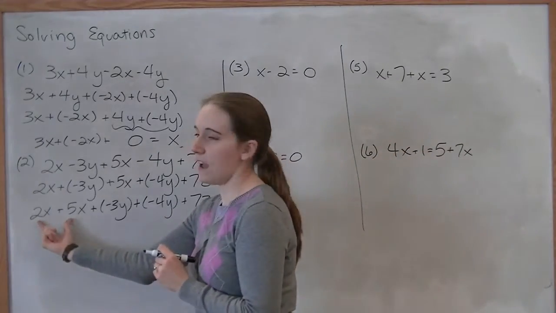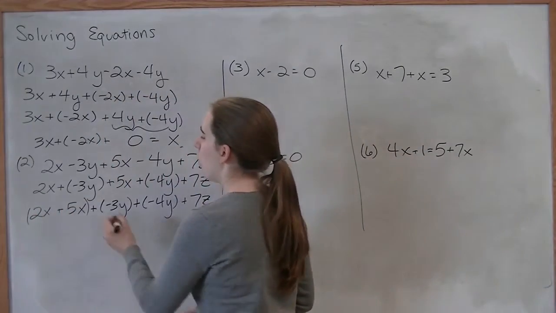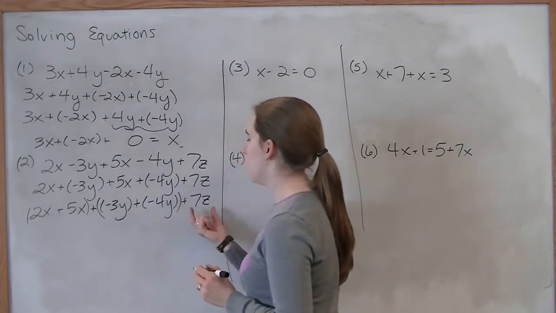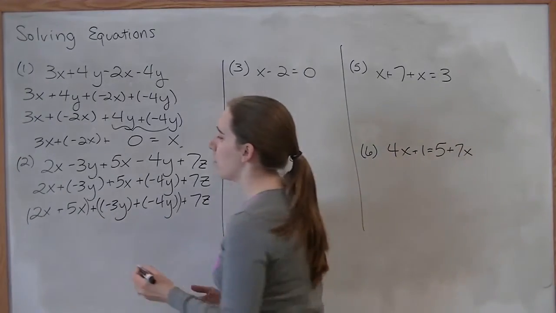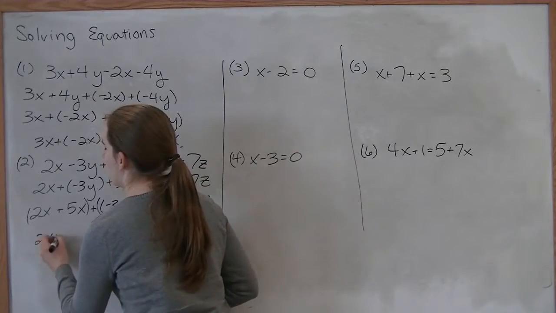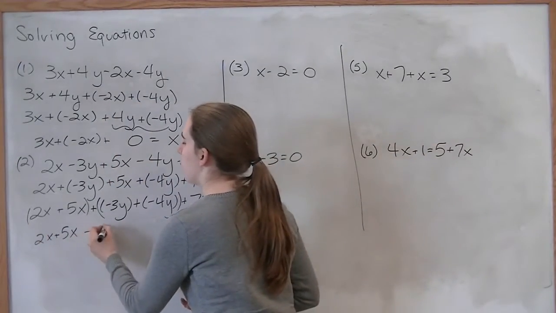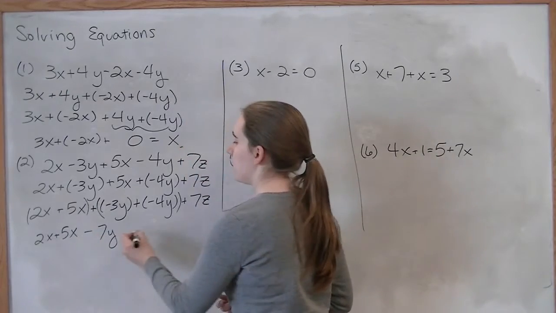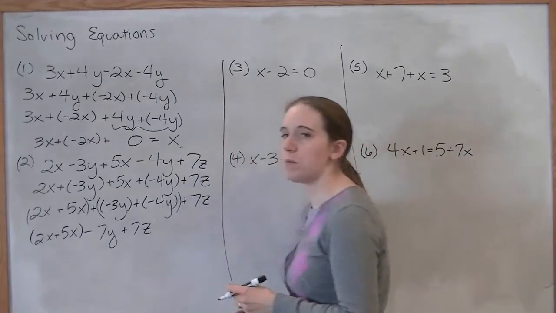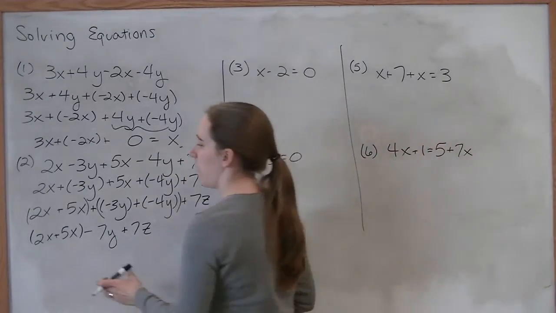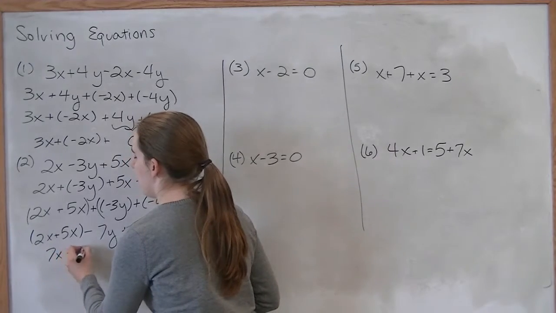So I can add together my x's using the associative property, or I could start with my y's, and z is by itself, so I don't need to start there. Just for the fun of it, let's start with our y's. So I have negative 3y plus negative 4y, so that should be negative 7y. And then I can use the associative property to add my x's. So I have 2x plus 5x, well that'll give me 7x.